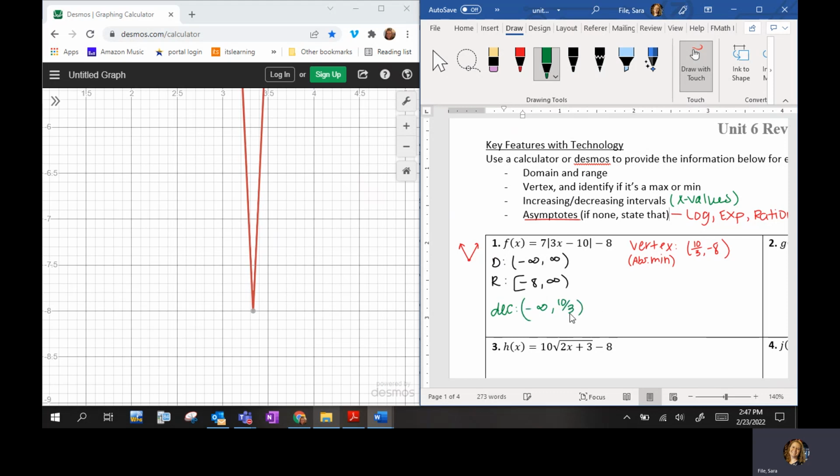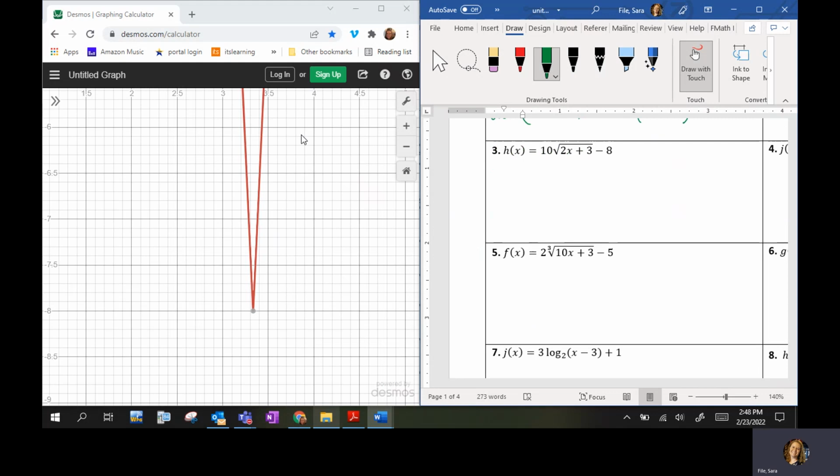And increasing, decreasing intervals are always parentheses. Don't use brackets for increasing, decreasing intervals. And then the graph turns and it's increasing from 10/3 to positive infinity. And that's it. That's all you needed to do for that function.